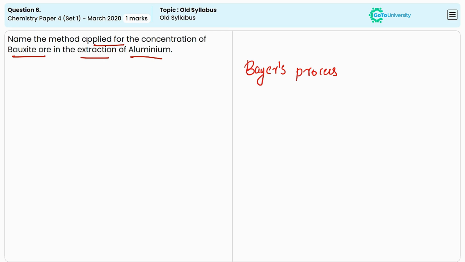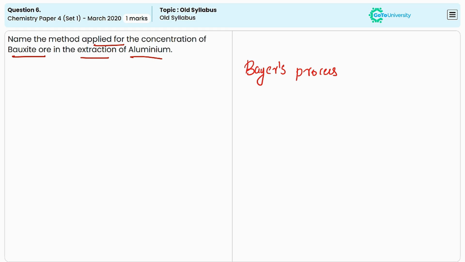Here the bauxite ore is first crushed and then ground into a fine powder to increase the surface area for the extraction process. The powdered bauxite is mixed with a hot concentrated solution of sodium hydroxide at high temperature, around 150 to 200 degrees Celsius, in high pressure tanks. This process is known as digestion.